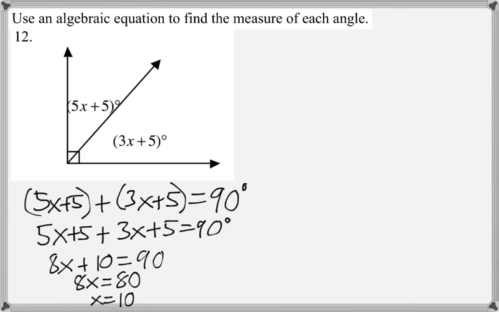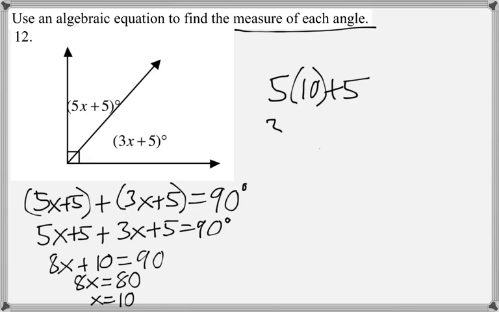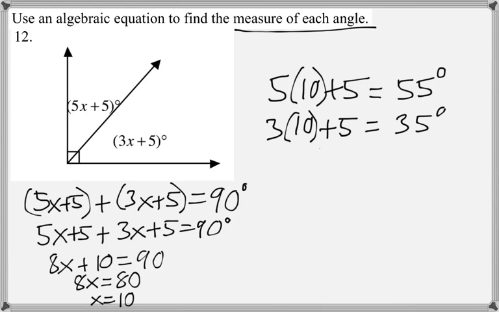So then x is not our answer. They want to know what the measure of each angle is, so we need to plug that into both of these expressions. So 5 times 10 plus 5 and 3 times 10 plus 5. And we get 55 degrees and 35 degrees.